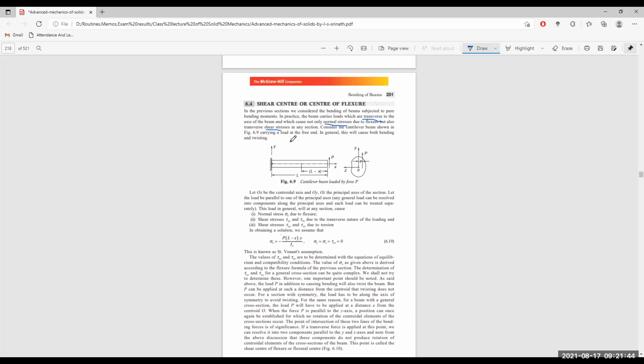For each section of a beam which is under the action of external force, it carries a shear force which is parallel to the section itself, as well as a bending moment. But so far we have neglected this shear force as if its value is extremely small. But there are certain instances where the shear stress may not be that small, so we cannot ignore it accordingly.